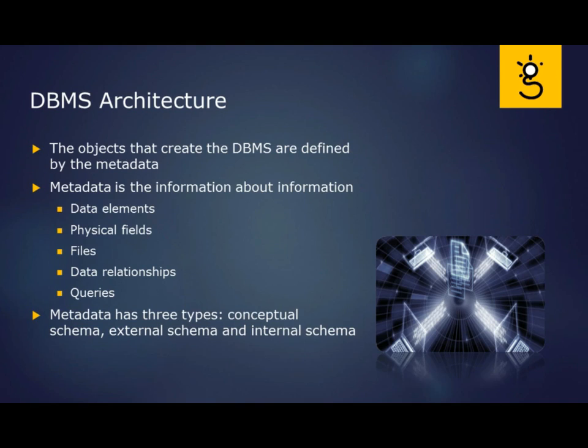So metadata is the way, if I say I want a new table, metadata says, okay, here's what a table looks like. You'll fill it in with all your information, but here's what it looks like. I'll build that for you. So it has the data elements, physical fields, the files, the creation of data relationships, queries. They're all a part of definitions found in metadata. Now there are three types of metadata: the conceptual schema, the external schema, and the internal schema.